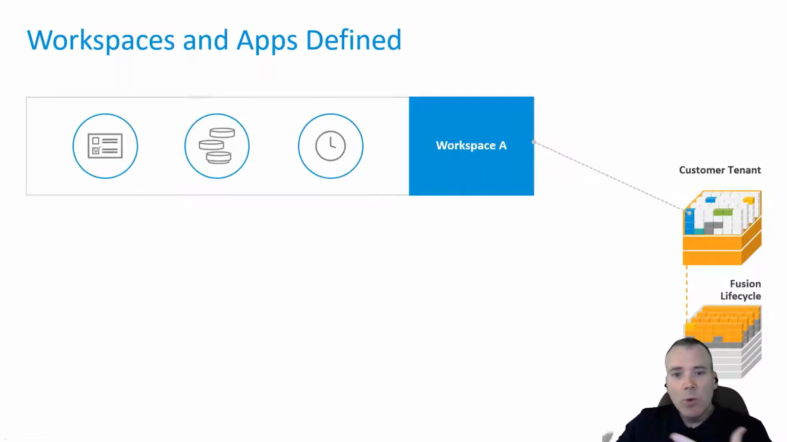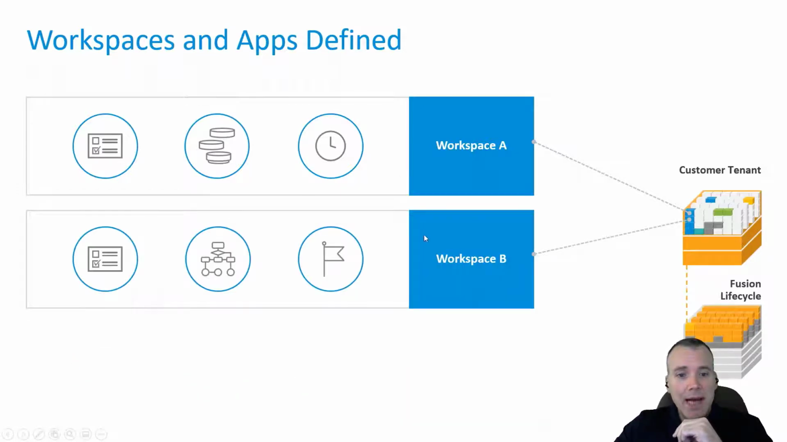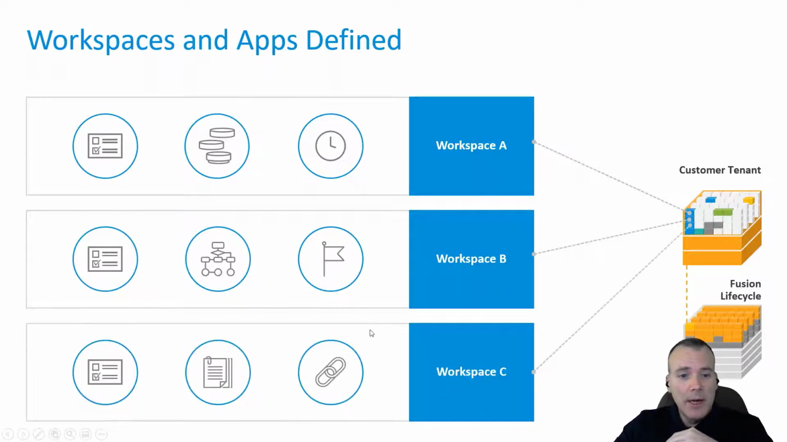So the idea is that these workspaces don't exist completely in a vacuum. They're all in the tenant together. And so you might have a workspace that would be a problem report. You might have a workspace that would be a change order. And then you might have a workspace that would represent a part or an item.